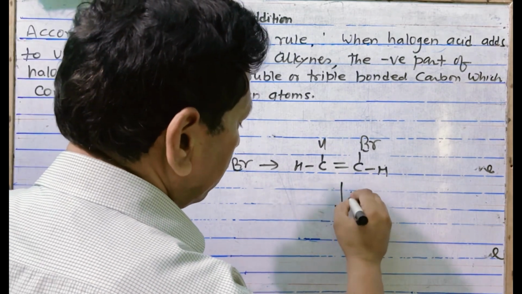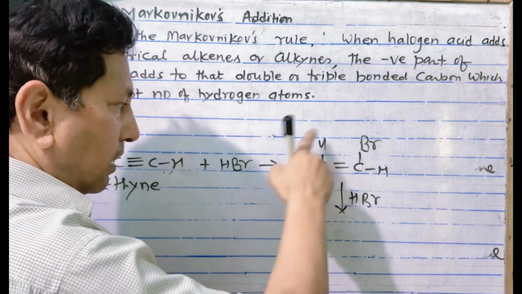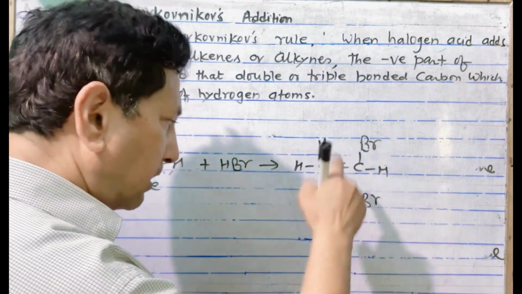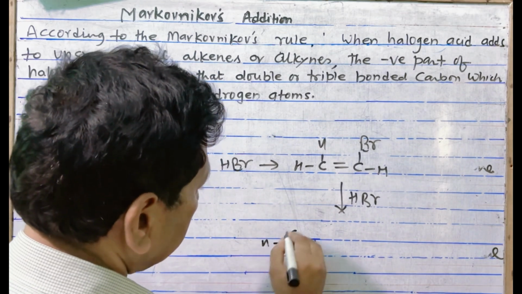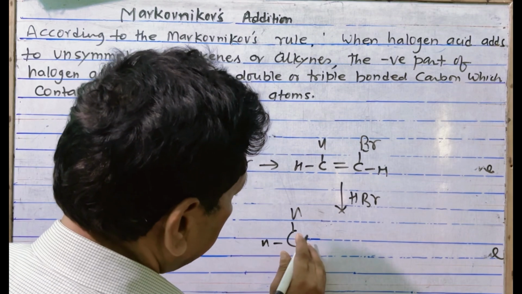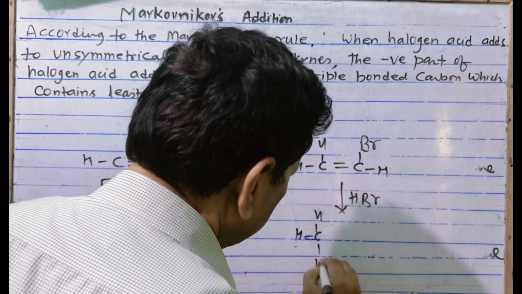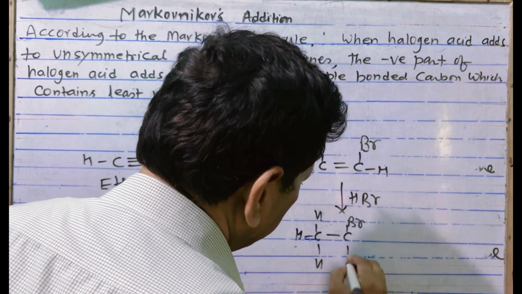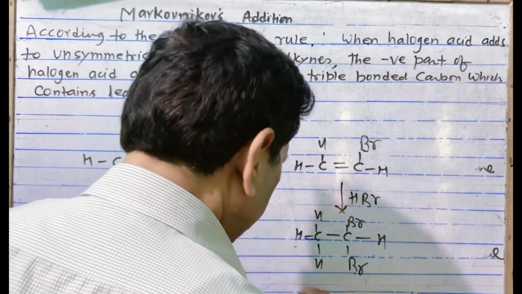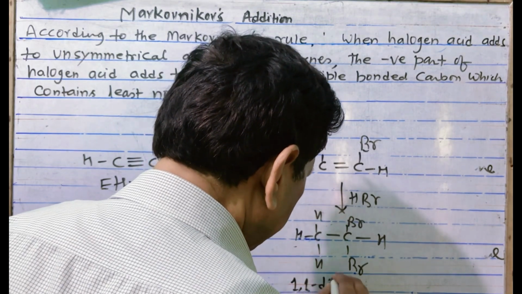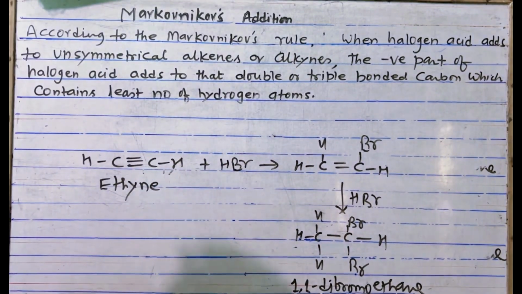It becomes unsymmetrical, and the addition of halogen acid will not stop. Now this carbon has more hydrogens and this carbon has fewer, and again the negative part will attach to this carbon like this, and the double bond becomes single, and H will come here, bromine again will come to this carbon. You can see this is 1,1-dibromoethane, the final product of this ethyne.